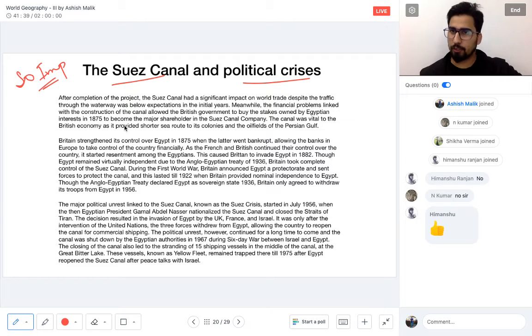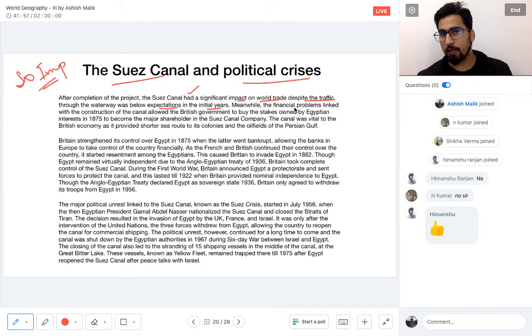So after the completion of the project, Suez Canal had a significant impact on world trade, despite the traffic through the waterway being below expectation in the initial years. But from the very start, Suez Canal used to be a very important geopolitical choke point.